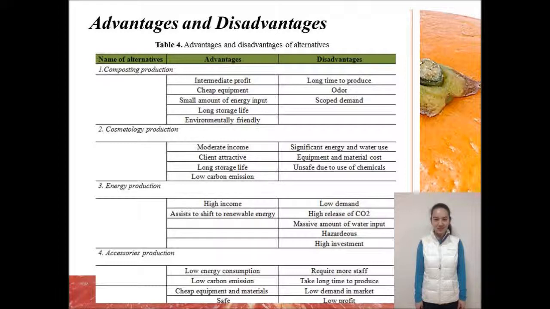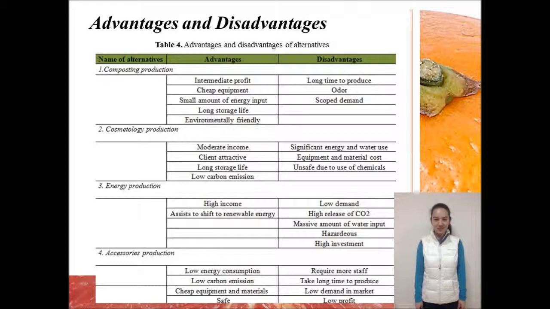Orange peels make great composting material because they are rich in nitrogen. On an industrial scale, its production requires relatively cheap equipment, a small amount of energy input, has a long storage life, and intermediate profit. Production of orange compost is eco-friendly, however, it requires a long production time and is demanded only in agriculture.